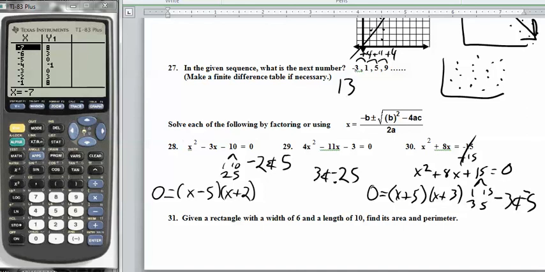Alright, last one. I know this video is very, very long. Given a rectangle with a width of 6 and a length of 10, find area and perimeter. So perimeter is just 10 and 6, so that's also going to be 6, and that's also going to be 10. Perimeter, you'd add them all up. 10 plus 6 is 16, 26, 32. So perimeter is 32, and area is length times width, which is 60.